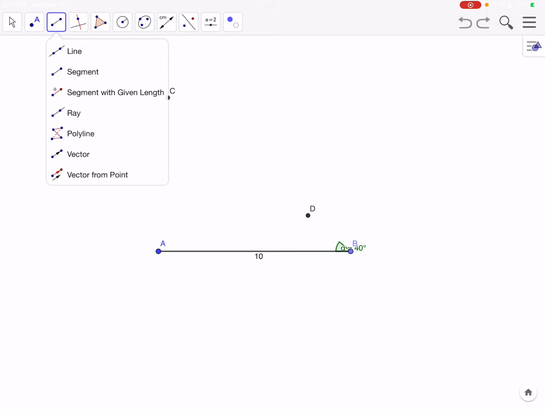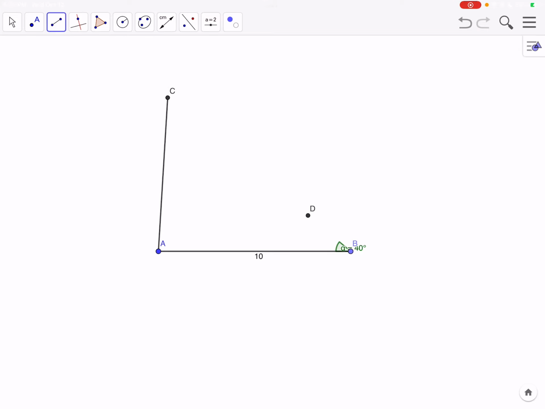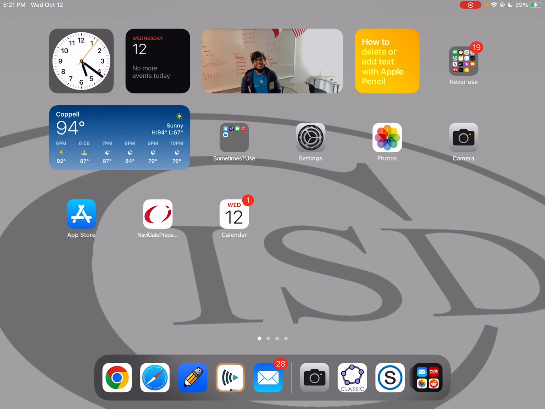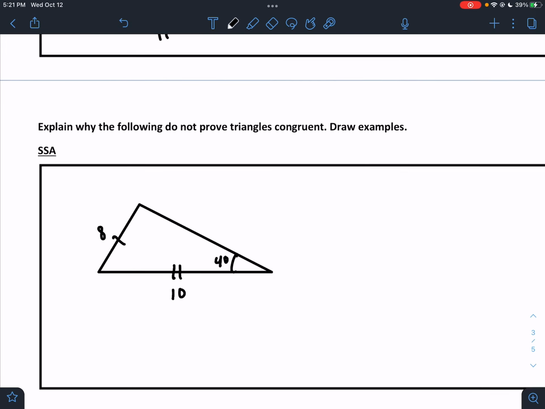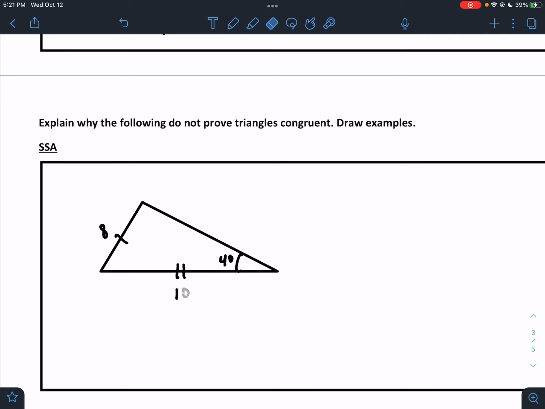Could I have gone up here? Does that also fit the requirements? Is that still 10, 8, 40? Yes, there are two places that are 8 units from A that still have a 40-degree angle over there, guys. So SSA does not prove congruence. Why not? Because there could be up to 2 triangles.